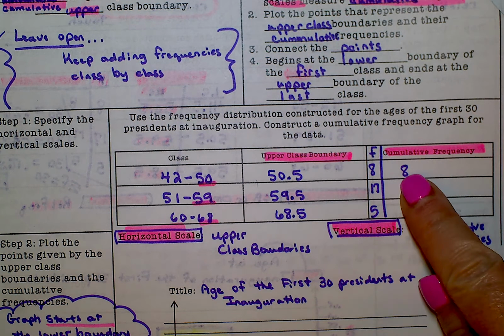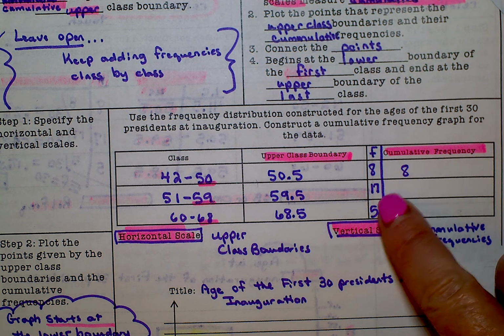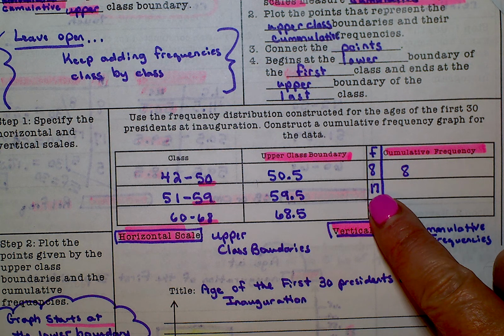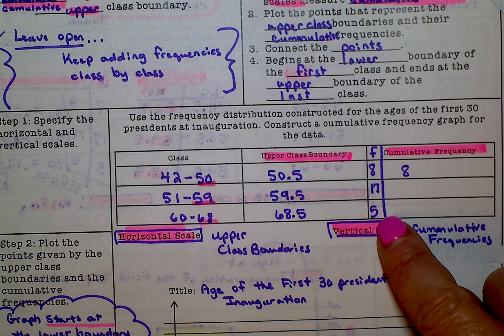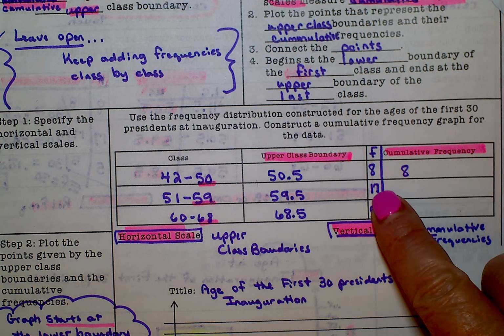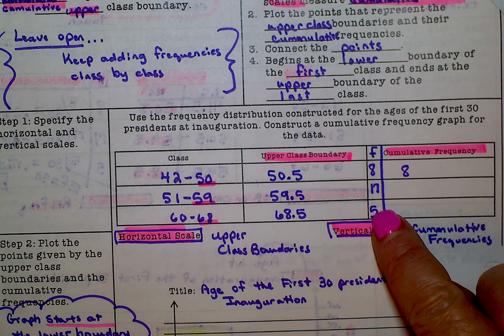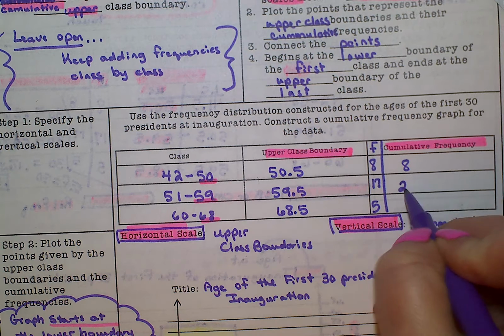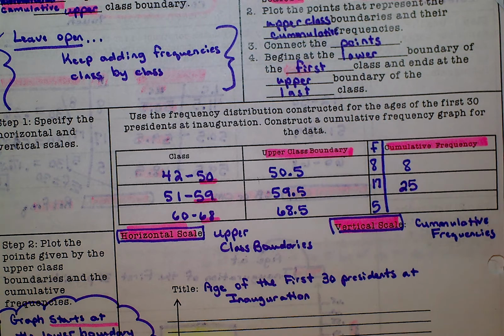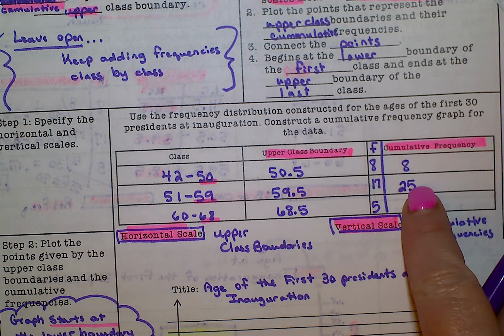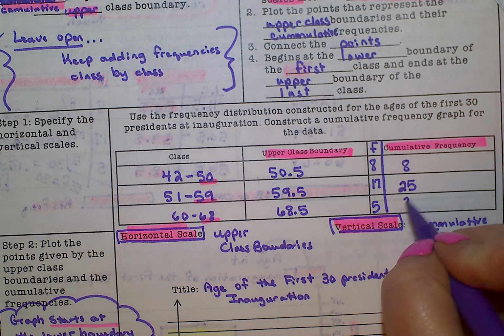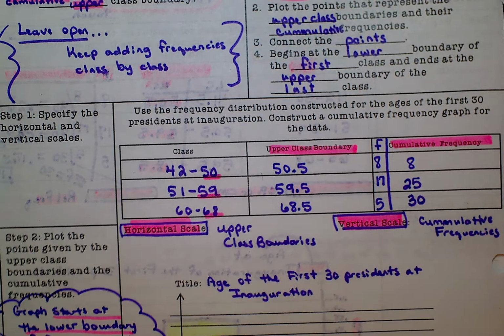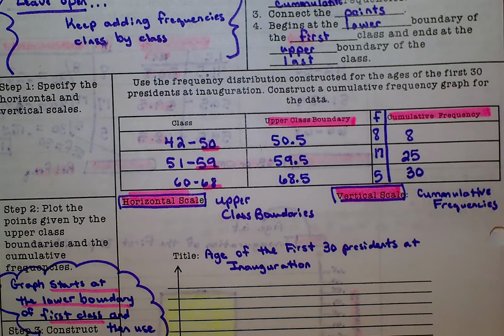Then you add. So you take that 8, pretend like you've got 8 things to learn from chapter 1 and 17 things to learn from chapter 2 and 5 things to learn from chapter 3. If that test was cumulative, you would add those each time as you're studying those. So then you have 8 plus 17, that gives you 25. Then you have 25 plus 5, that gives you 30. That 30 should be your total frequency.